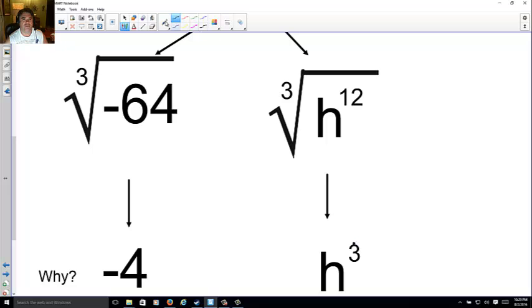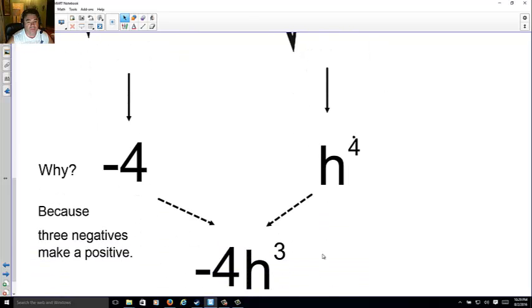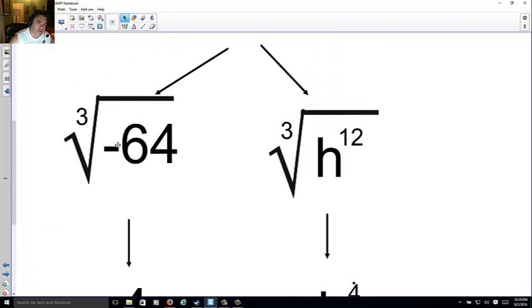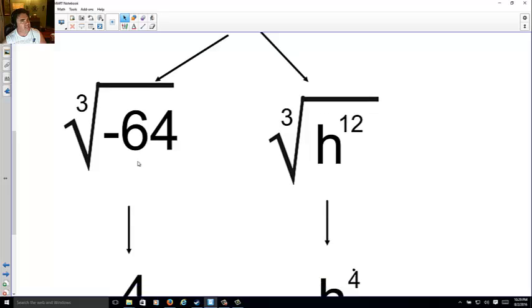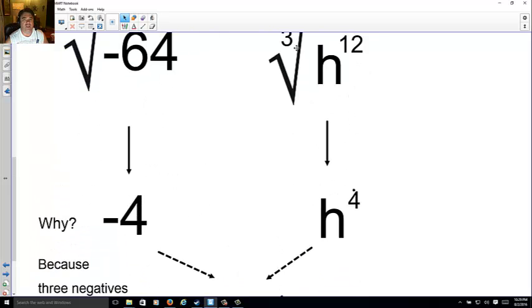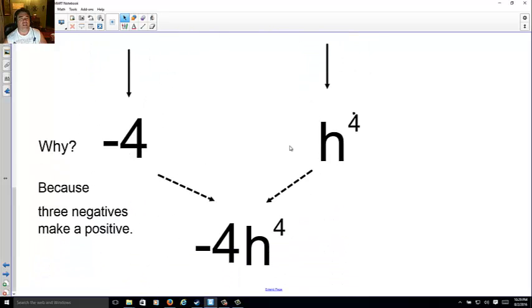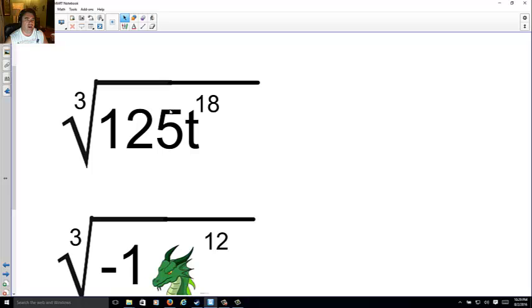That's supposed to be h to the 4th. Excuse me, I'm glad I caught that. It's supposed to be a 4. Whoopsie. Because 12 divided by 3 is clearly a 4. Therefore, why? Because 3 negatives make a negative. We talked about that. So negative 4 times negative 4 times negative 4 makes negative 64. And 3 times 4 makes 12. So if you had h to the 4th times h to the 4th times h to the 4th, you'd have h to the 12th. You try.